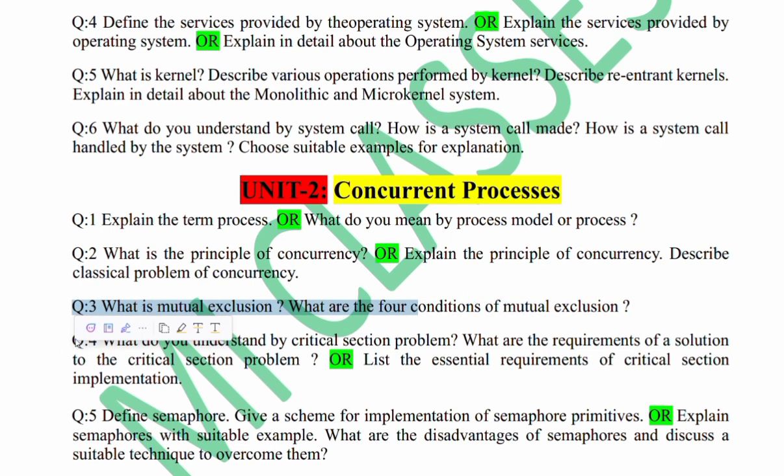Question number fourth is, what do you understand by the critical section problem? What are the requirements of a solution to the critical section problem, or list the essential requirements of critical section implementation.